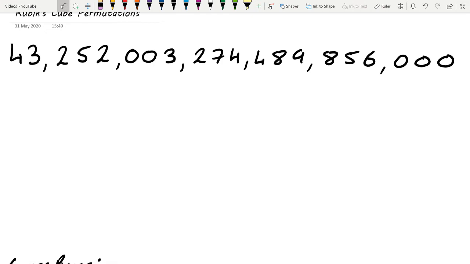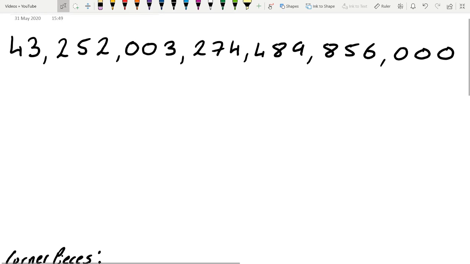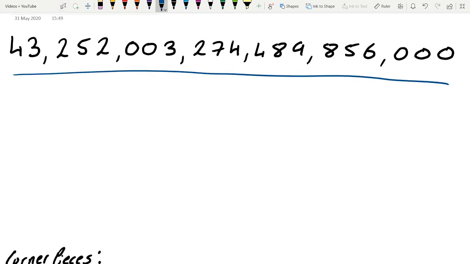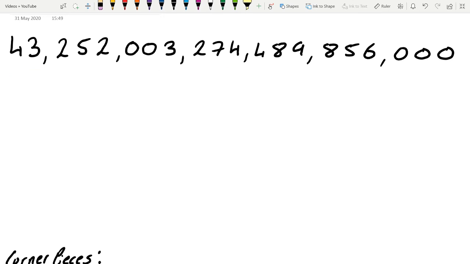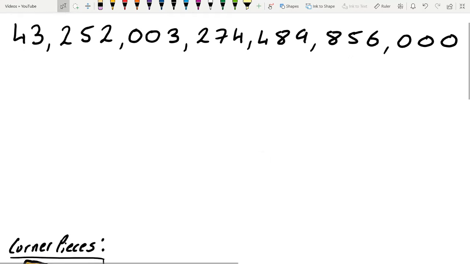43 quintillion, 252 quadrillion, 3 trillion, 274 billion, 489,856,000. That is a gigantic number. Some of you may know where this particular number comes from, and others might not, but this is actually the number of ways to scramble or mix up a Rubik's Cube. You may wonder, how in the world has someone come up with this number of ways to mix up a Rubik's Cube? But there is a mathematical way to work it out.